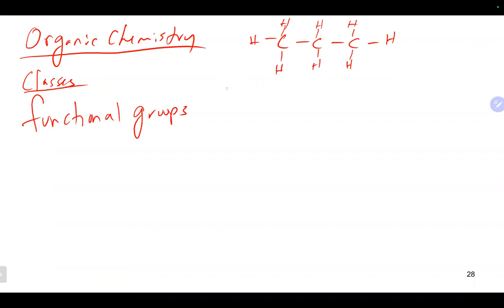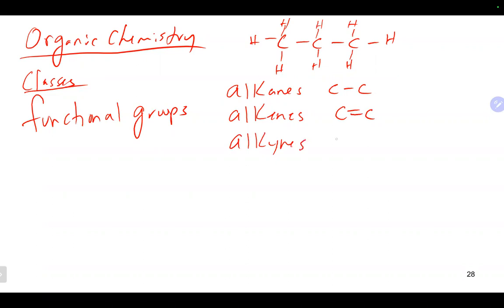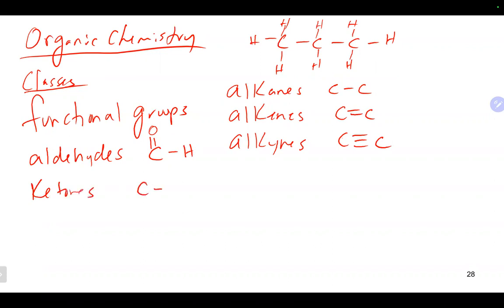So we ran through a bunch of different functional groups. We talked about alkanes, which are really the simplest, where the carbon-carbon single bond is the functional group. We also have alkenes, which have at least one carbon-carbon double bond. We have alkynes, which have a carbon-carbon triple bond. There are other ones involving oxygens, like aldehydes, which have a carbon-oxygen double bond and a hydrogen. Also ketones, which have 3 carbons in a row and a double-bonded oxygen in the middle.